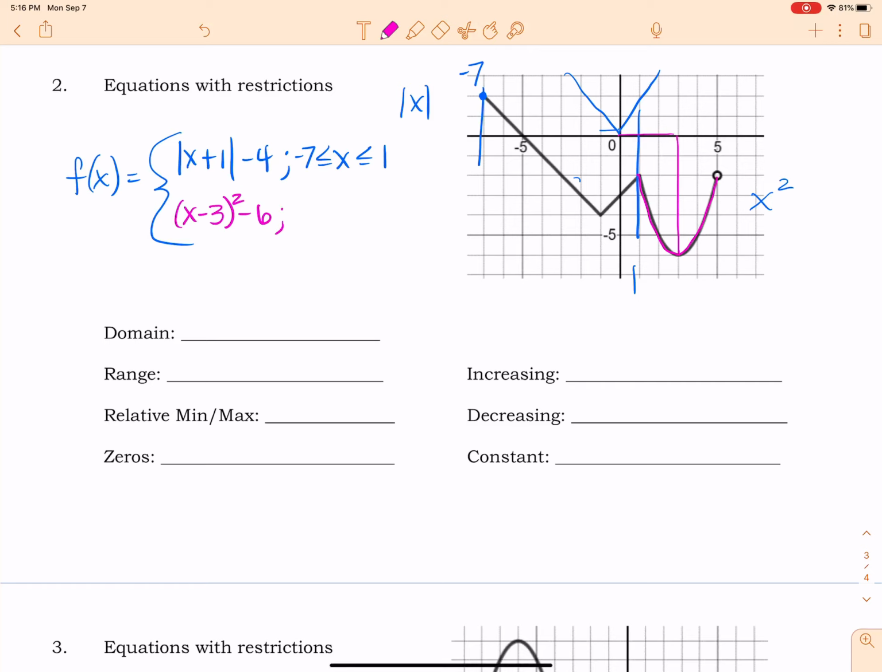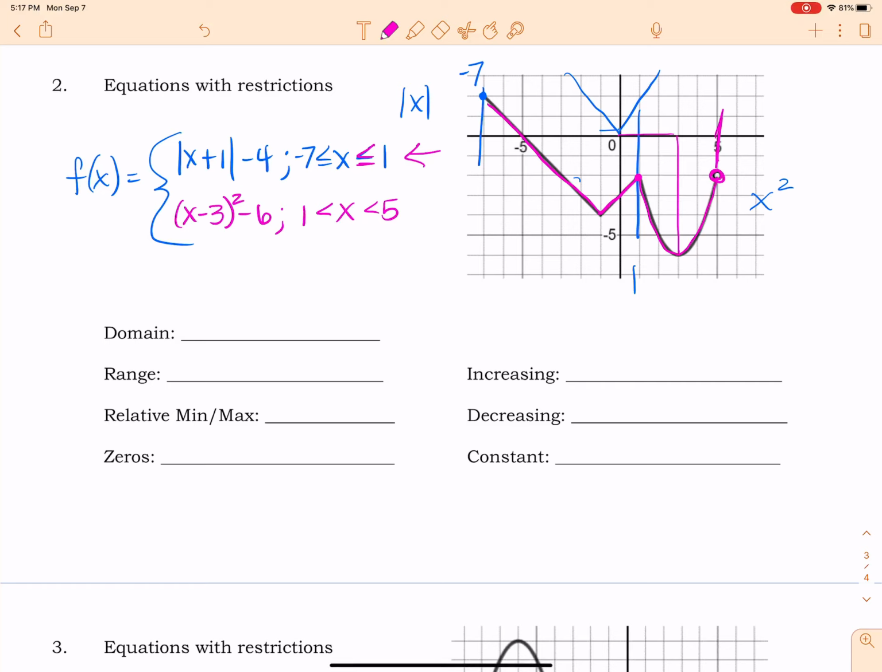Okay, remember when we were evaluating piecewise functions, we had to pick which one a certain value fell in. So since I included 1 in my absolute value equation, it has to stay with this graph. It can't be included in my parabola. So when I write my restriction for my parabola, notice I have an open circle at x equals 5. So x is less than 5 and it's greater than 1.